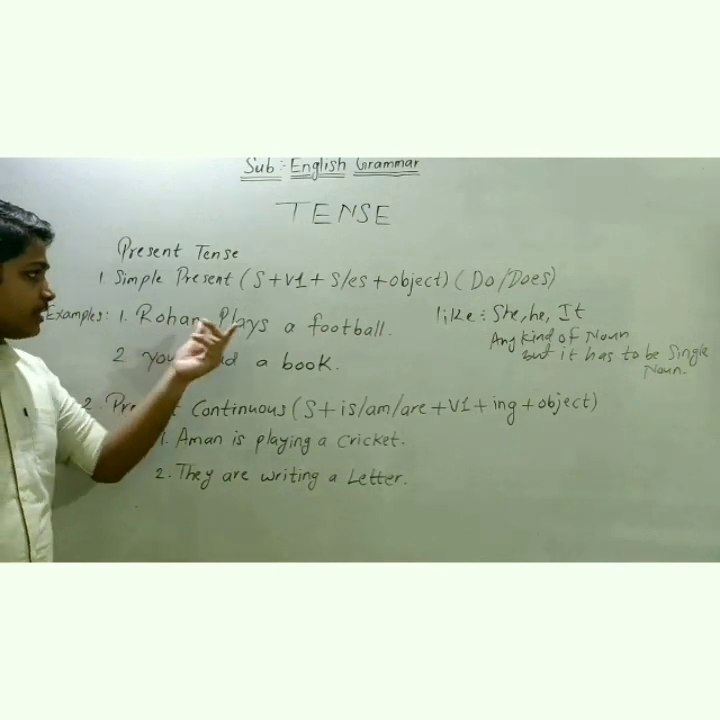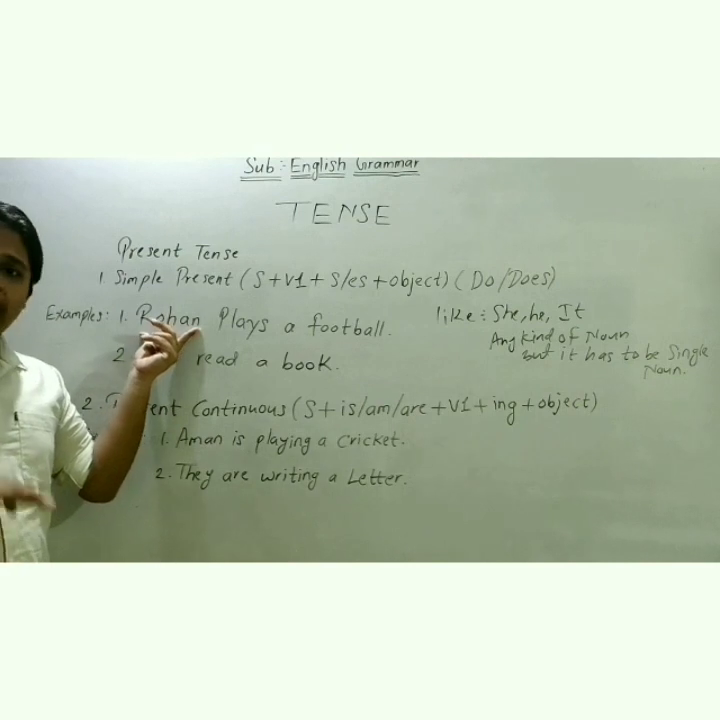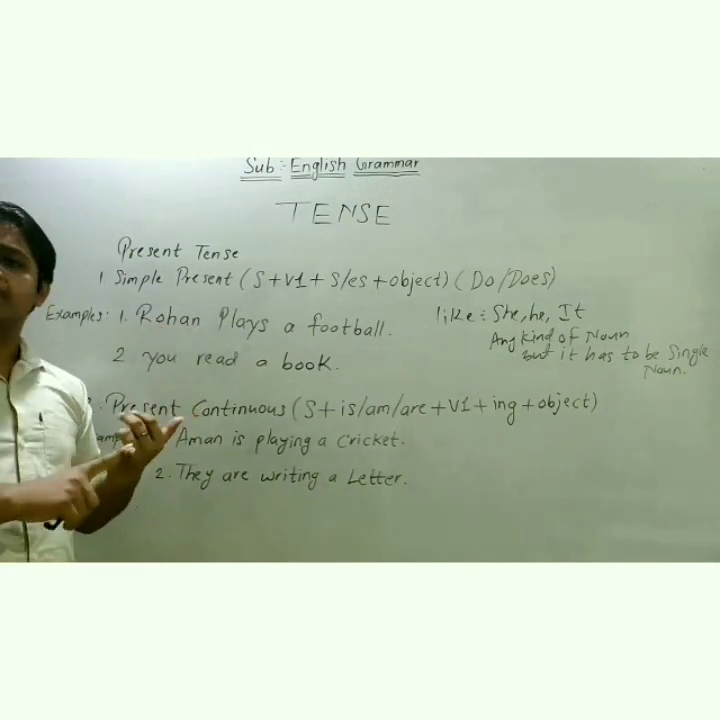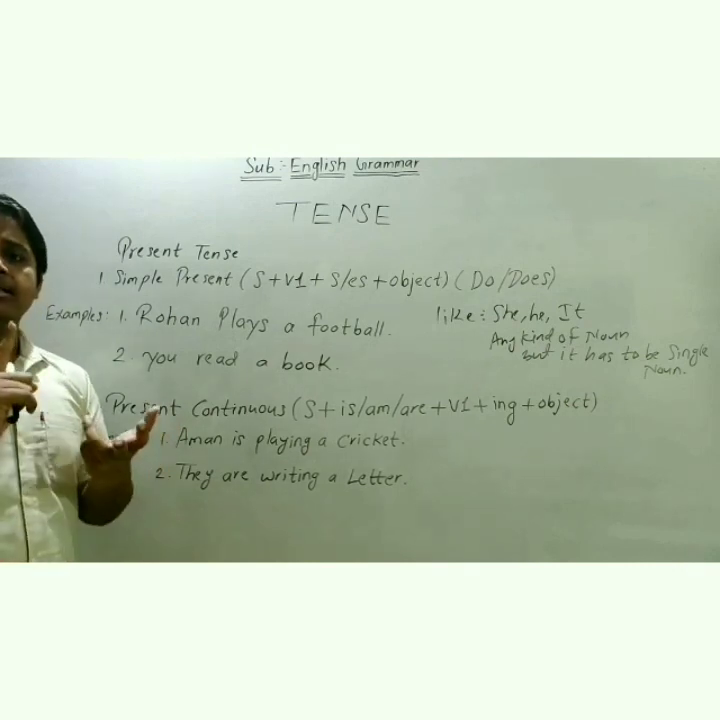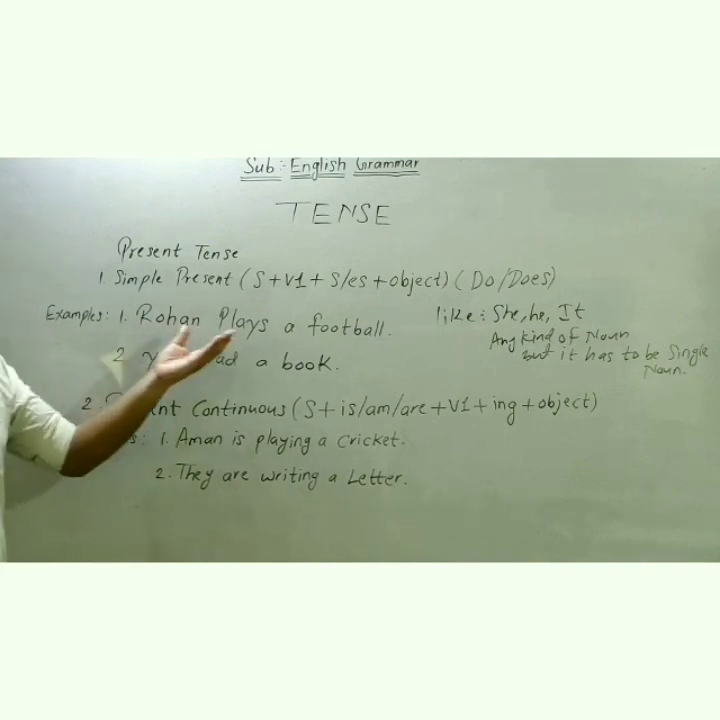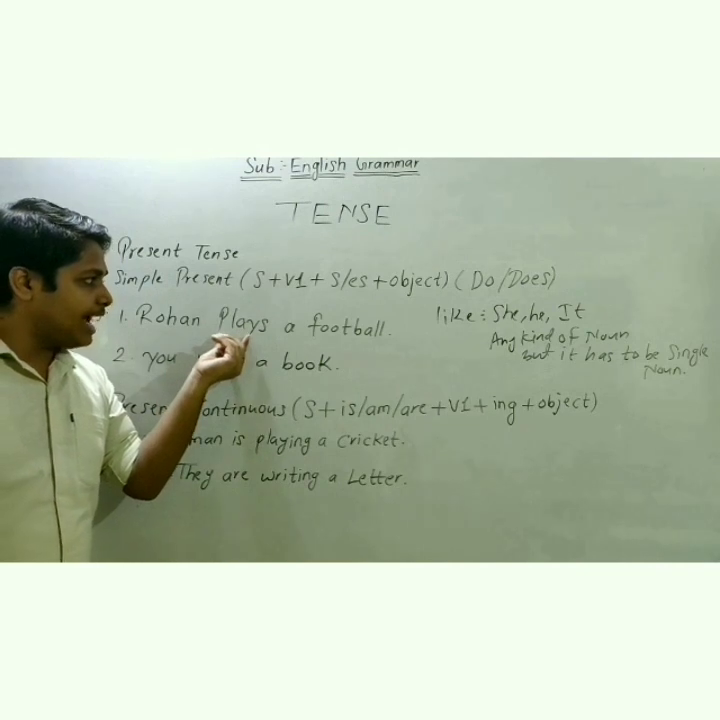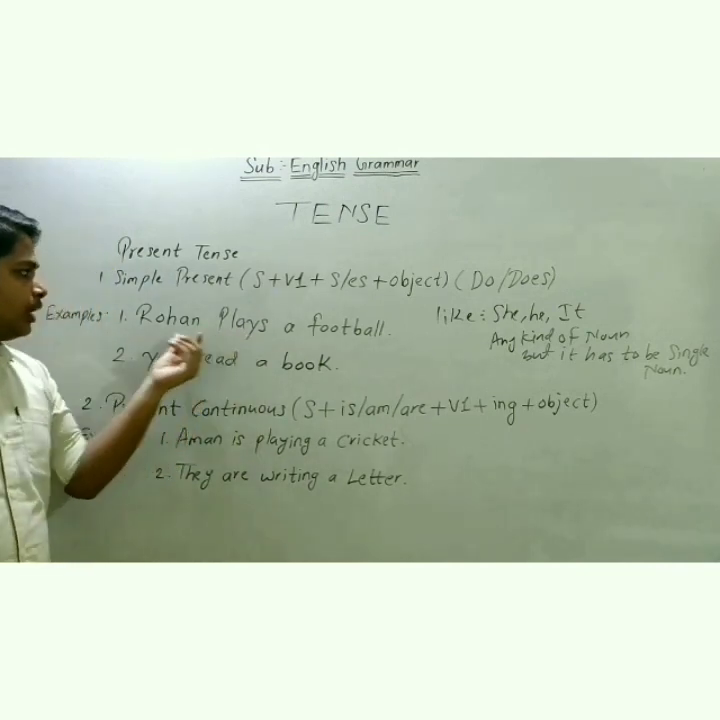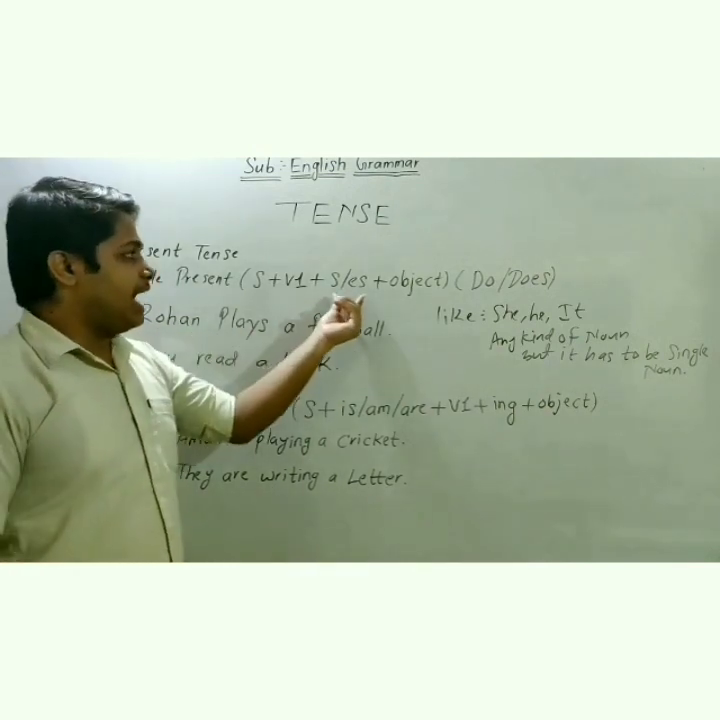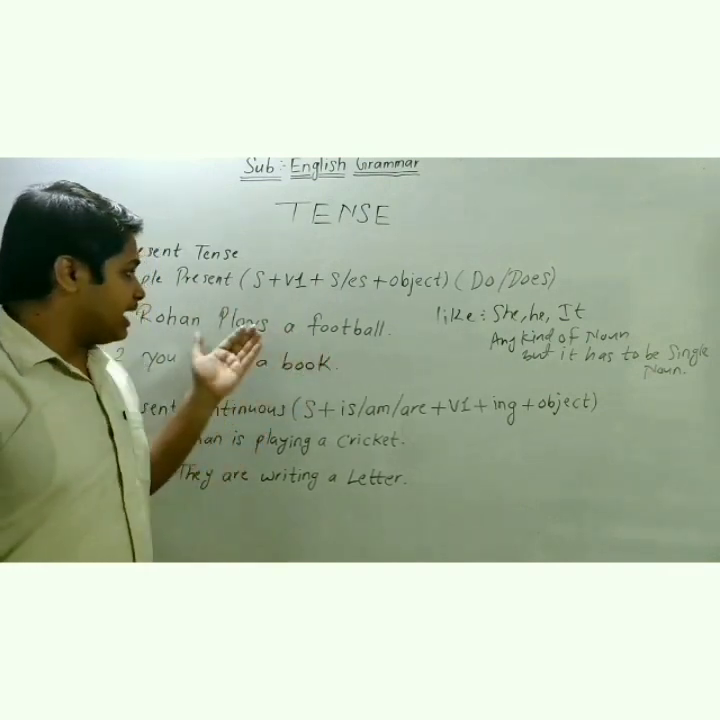Rohan plays a football. Here Rohan is the third person. As we know, I is the first person, you is the second person, and the third person is any he, she, it, or single noun. So Rohan plays a football. Plays is the verb, and as I told you, if a single noun is there, we have to use s or es in the verb according to the formula of simple present tense. And after that, a football.